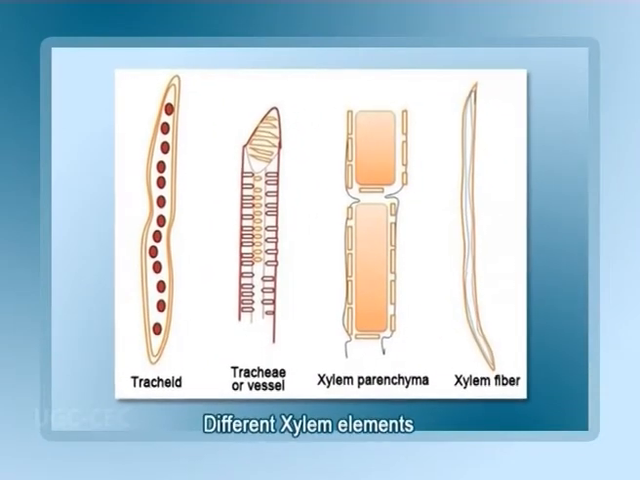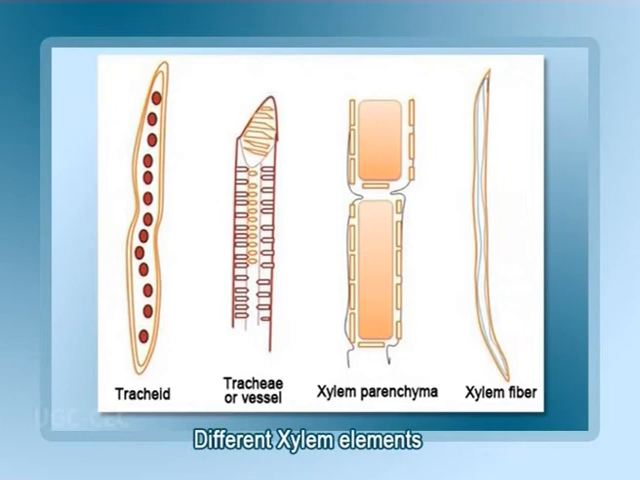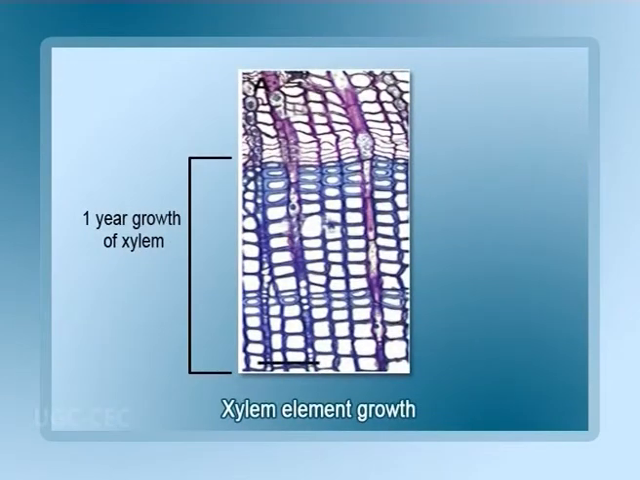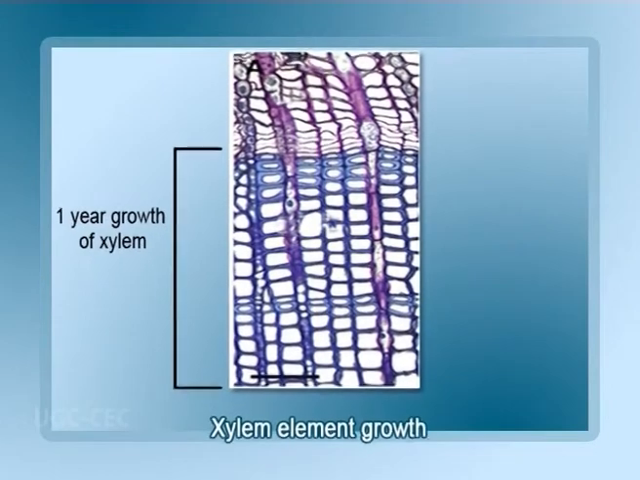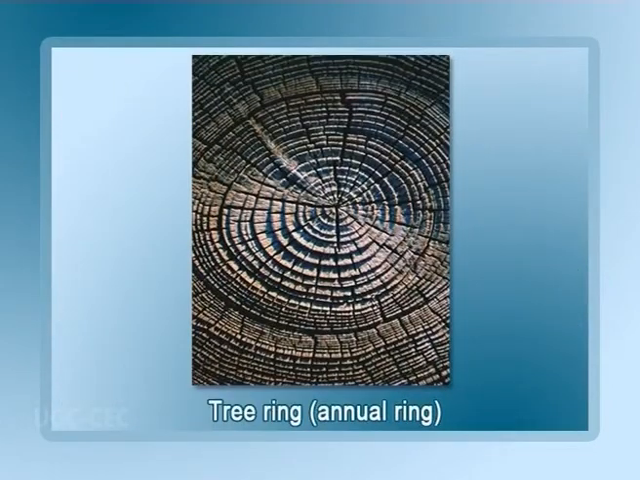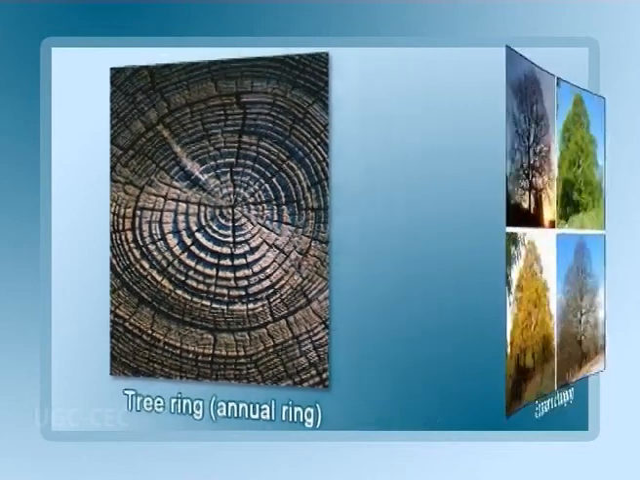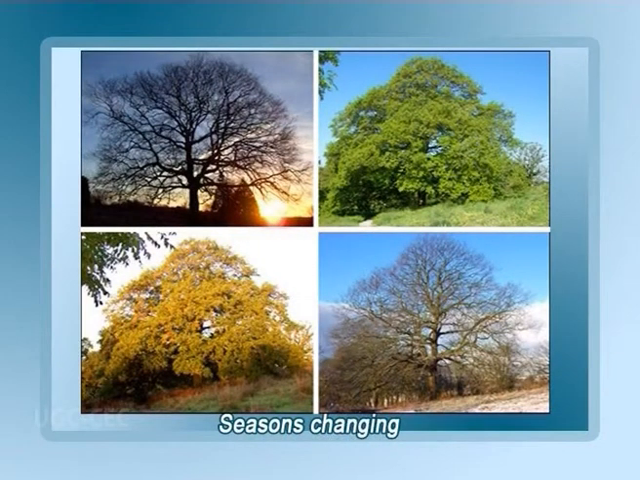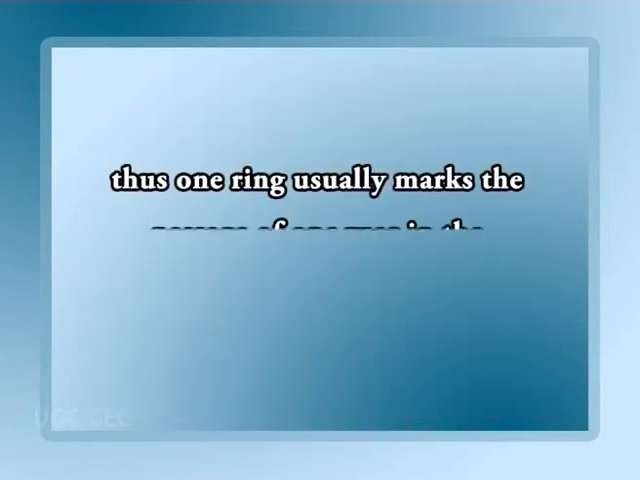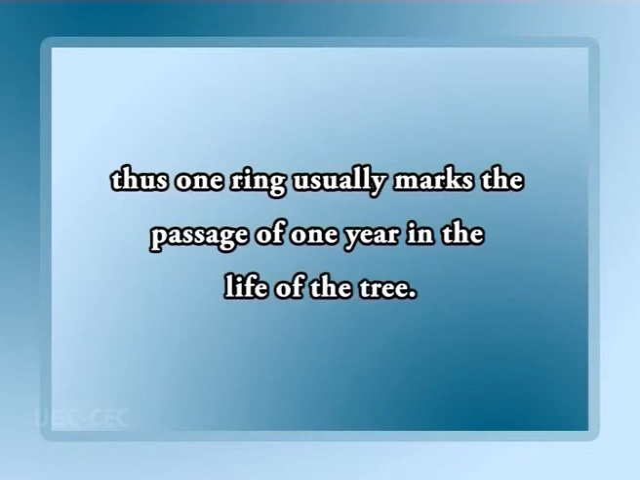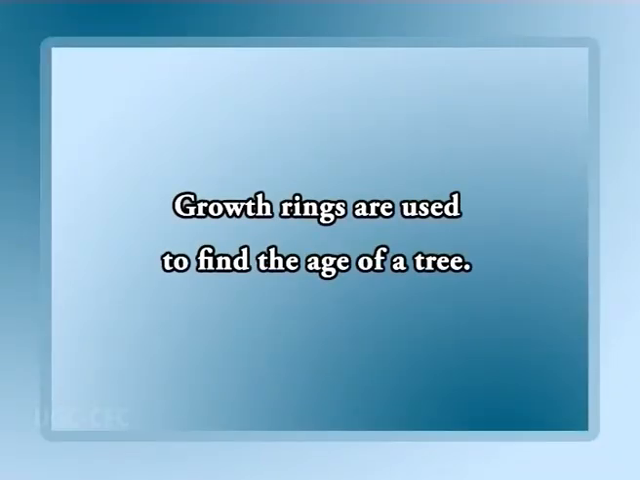Now, what's a growth ring? A growth ring may be defined as the amount of xylem tissue developed over one growth period and separated in time from adjacent tissues by a non-growing or dormant period. This is called a tree ring or annual ring. Visible rings result from the change in the growth speed through the seasons of the year. Thus, one ring usually marks the passage of 1 year in the life of a tree. These rings continue to grow in successive growing periods of the plant and are collectively known as growth rings. Growth rings are used to find the age of a tree.